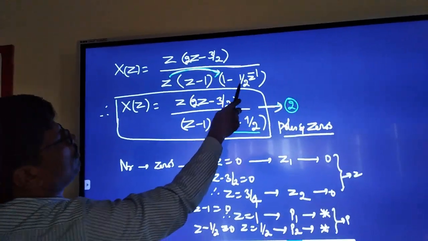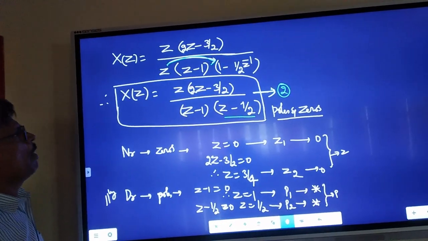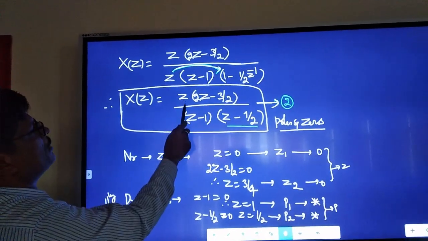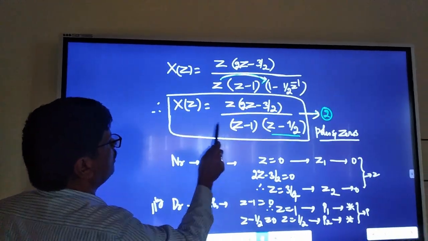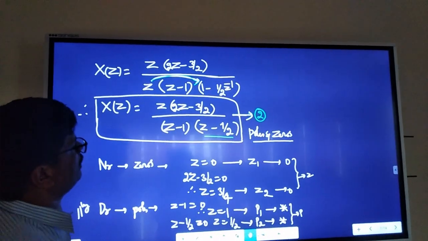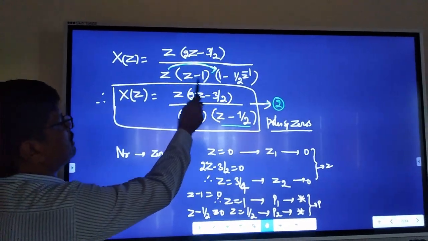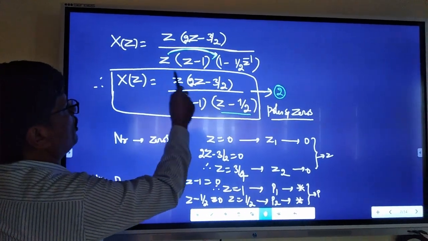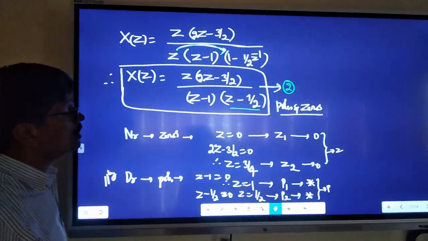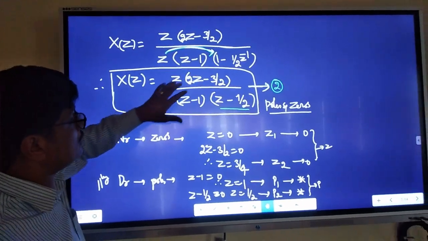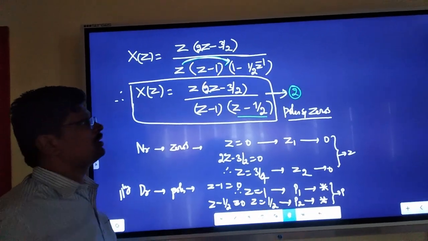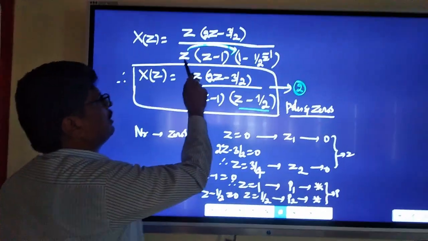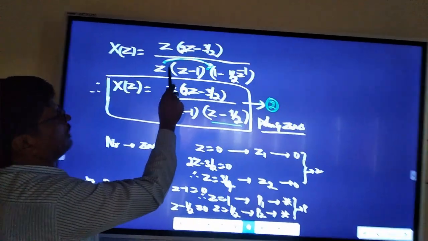2z minus 3 by 2, z minus 1, 1 minus 1 by 2 z inverse. Now this z into numerator becomes 2z minus 3 by 2. Numerator is this. Right? Denominator is z minus 1, you write as it is. This z you bring it inside, because to locate poles and zeros, I want z minus 1, z minus 2, z minus 3 like that. That's why I am bringing this z inside.